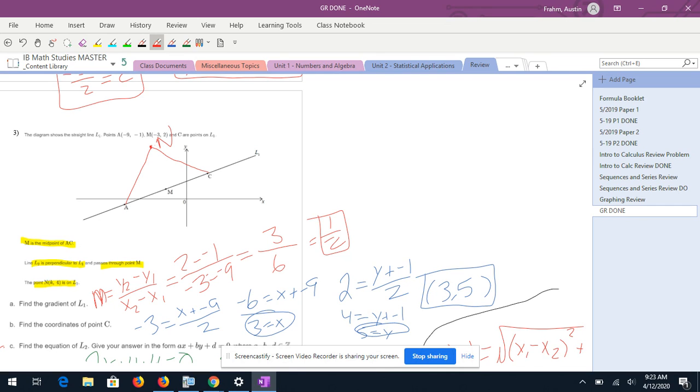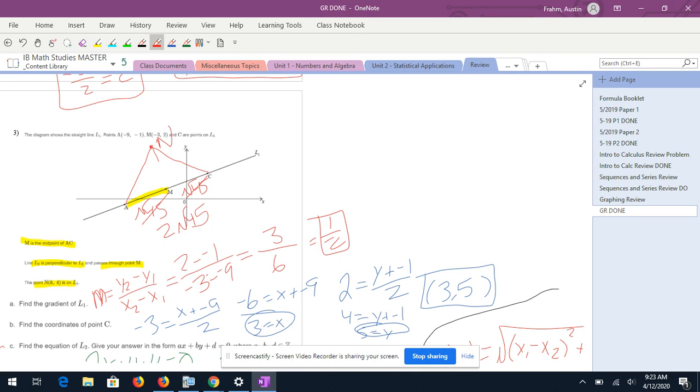Okay, now they tell us that the distance from A to M, here to here, is the square root of 45. Well, remember M is the midpoint of A to C. So that means MC would also be the square root of 45. And another way we could write that is just 2 times the square root of 45. Okay, so the distance from A to C is 2 times the square root of 45.